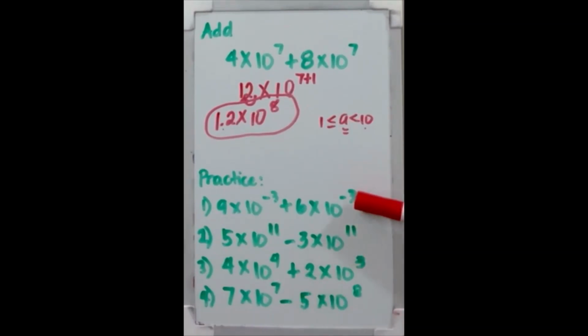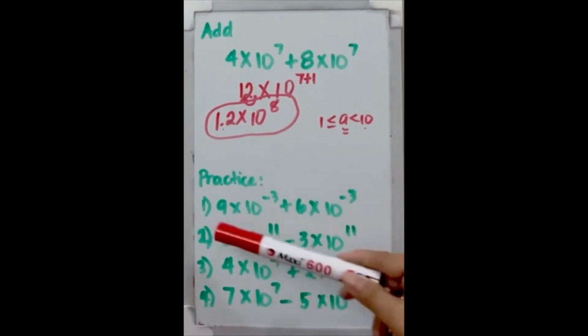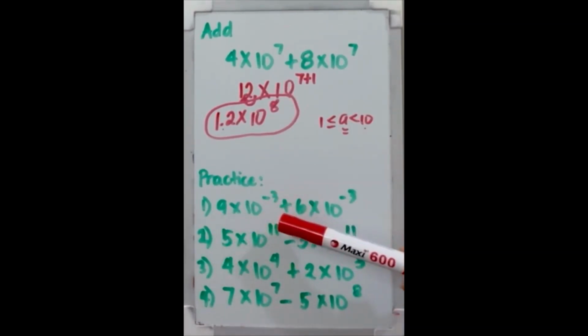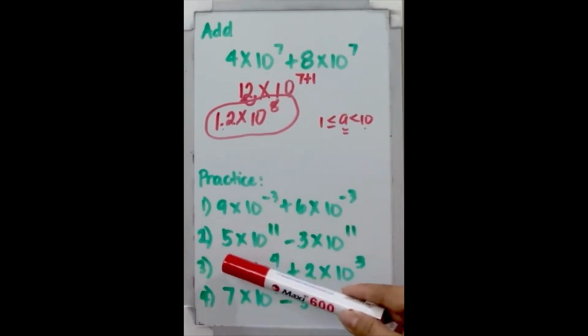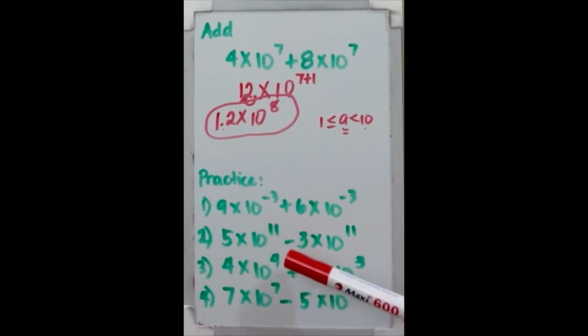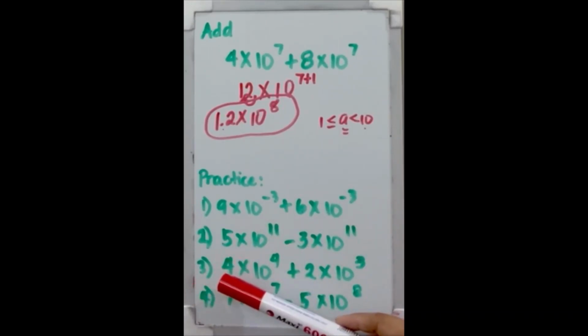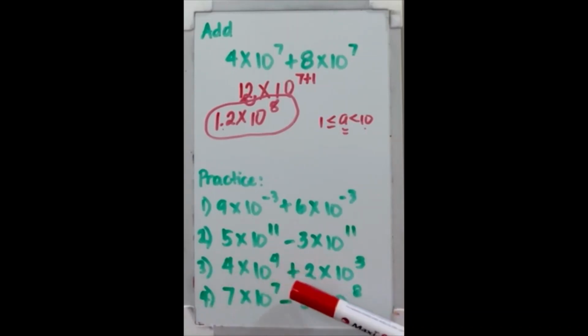It's your turn to practice the following items. Number 1, 9 times 10 raised to negative 3 plus 6 times 10 raised to negative 3. And number 2, we have 5 times 10 raised to 11 minus 3 times 10 raised to 11. Number 3, you have 4 times 10 raised to 4 plus 2 times 10 raised to 3. And number 4, 7 times 10 raised to 7 minus 5 times 10 raised to 8.